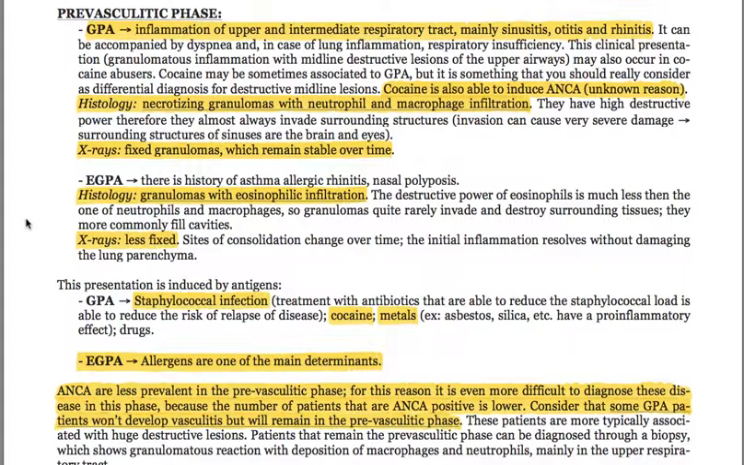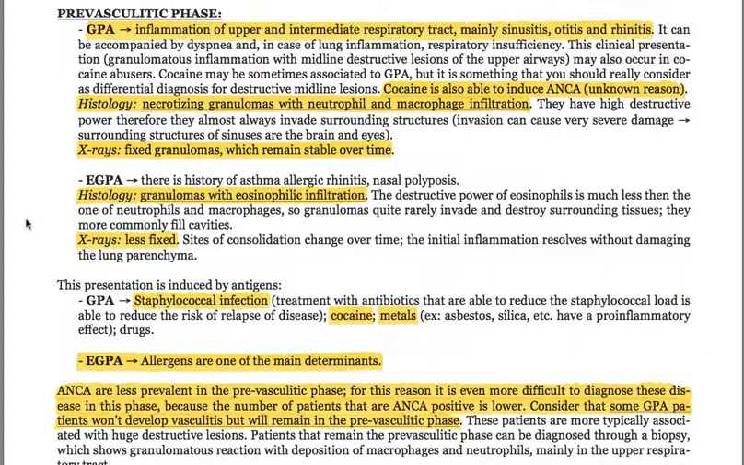It can be accompanied by dyspnea and, in case of lung inflammation, respiratory insufficiency. This clinical presentation, granulomatous inflammation with midline obstructive lesions of the upper airways, may also occur in cocaine abusers. Cocaine may sometimes be associated with granulomatosis with polyangiitis, but it is something that you should really consider as a differential diagnosis for destructive midline lesions. Cocaine is also able to induce ANCA, for unknown reasons.